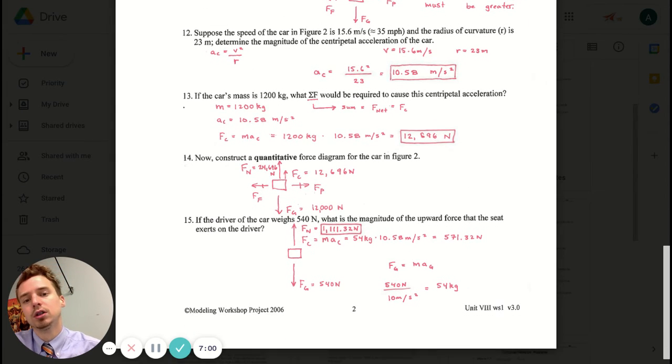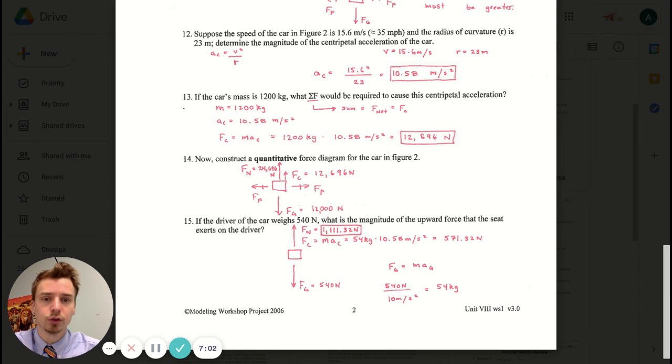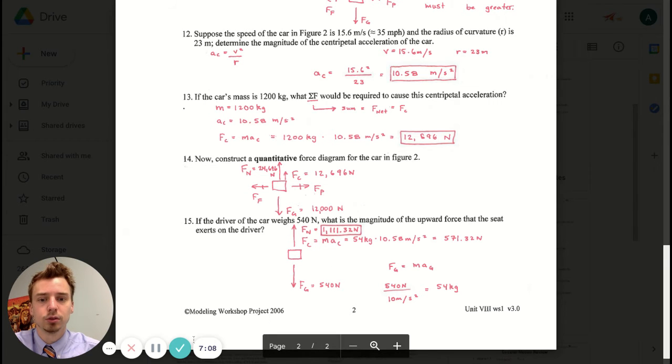12. Suppose the speed of the car is 15.6 meters per second, and the radius of curvature is 23 meters. Determine the magnitude of the centripetal acceleration. So again, for this problem, I'm just using acceleration centripetal equals velocity squared divided by radius. 15.6 squared divided by 23, you get 10.58 meters per second squared is your centripetal acceleration.